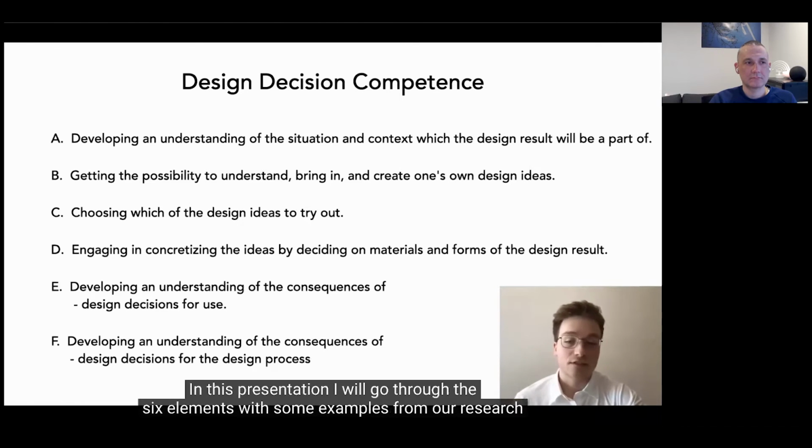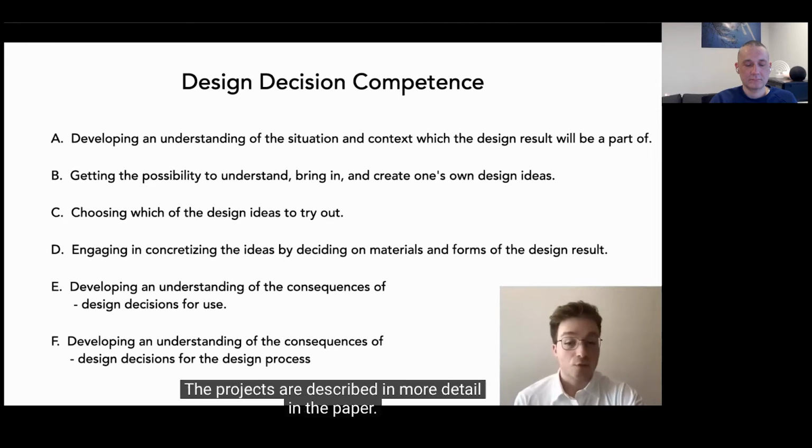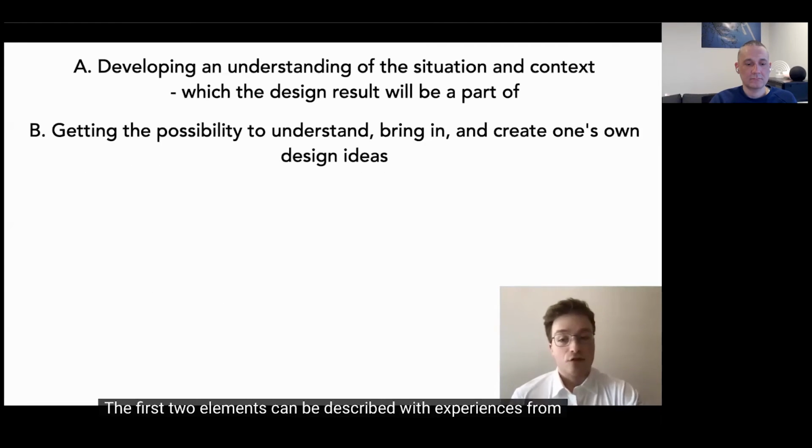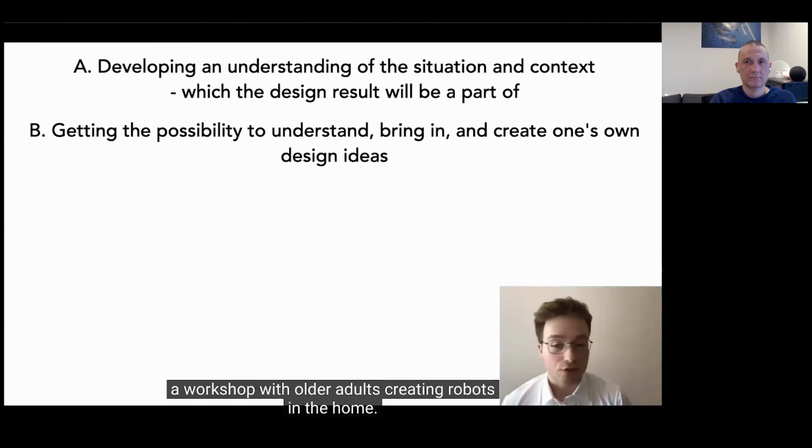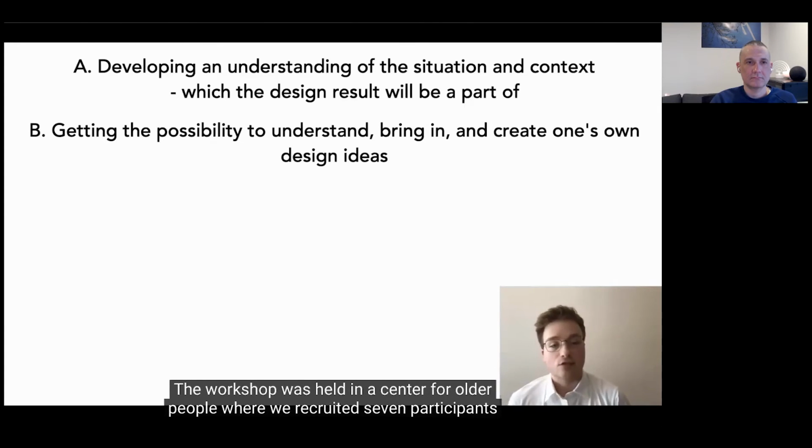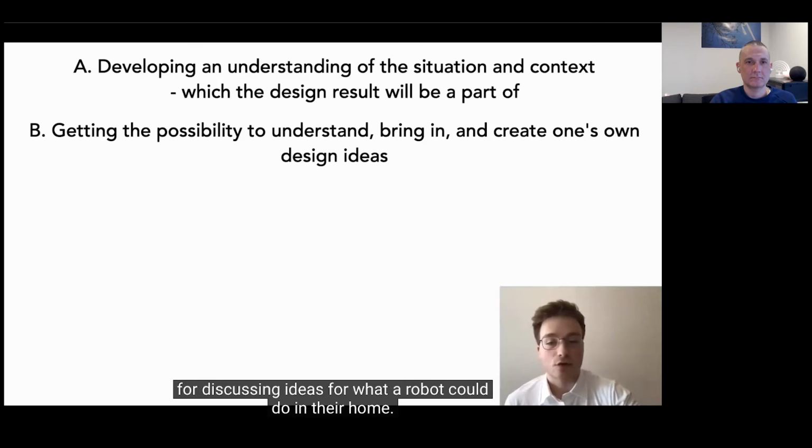In this presentation, I will go through the 6 elements with some examples from my research projects. The projects are described in more detail in the paper. The first 2 elements can be described with experiences from a workshop with older adults creating robots in the home. The workshop was held in the Center for Old People, where we recruited 7 participants for discussing ideas for what a robot could do in their home.